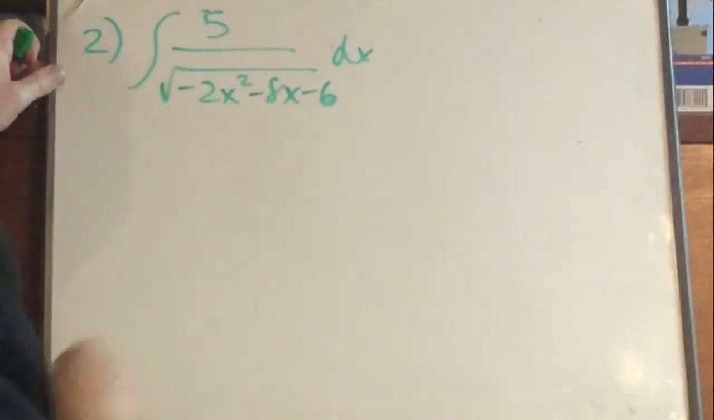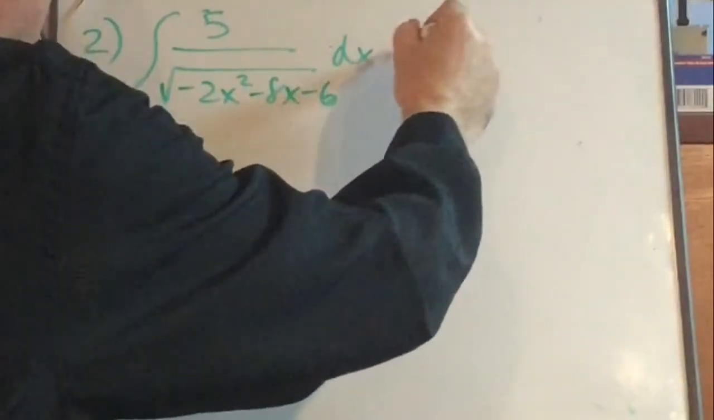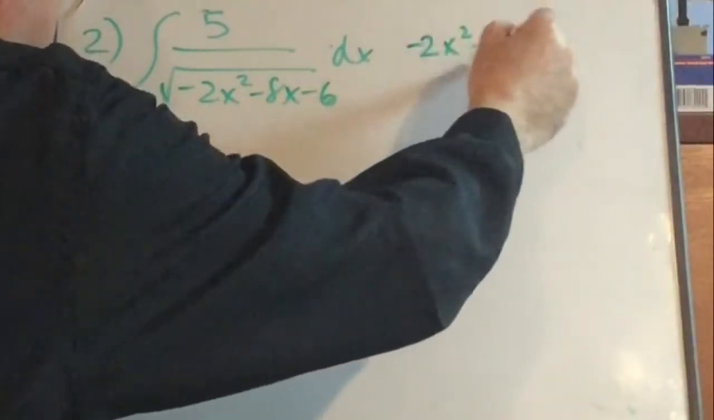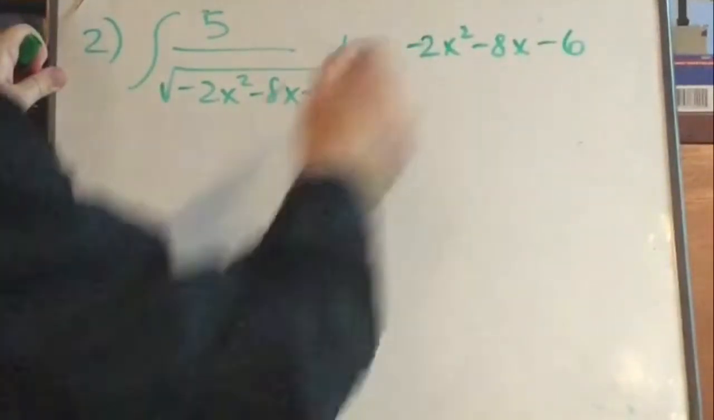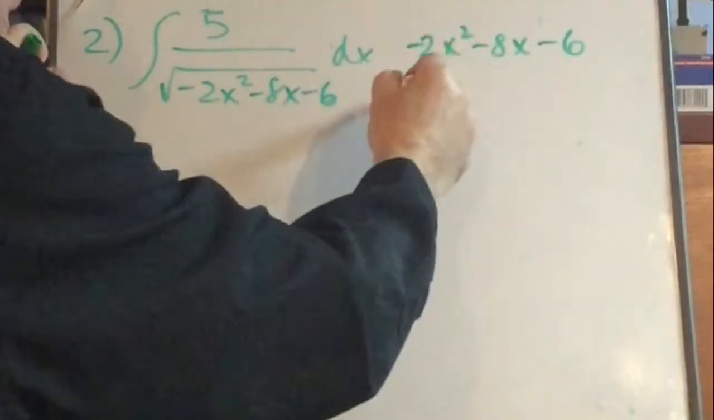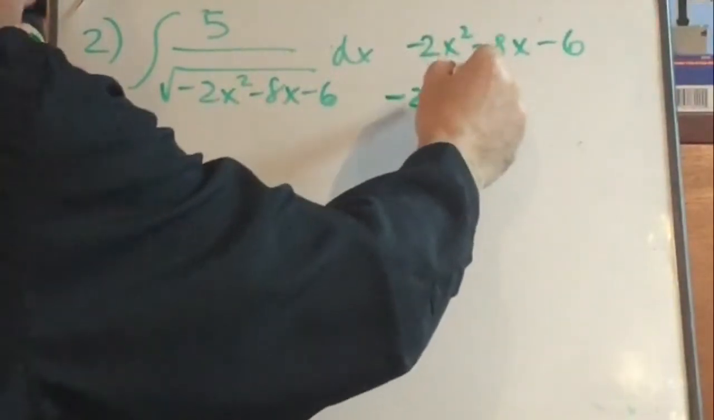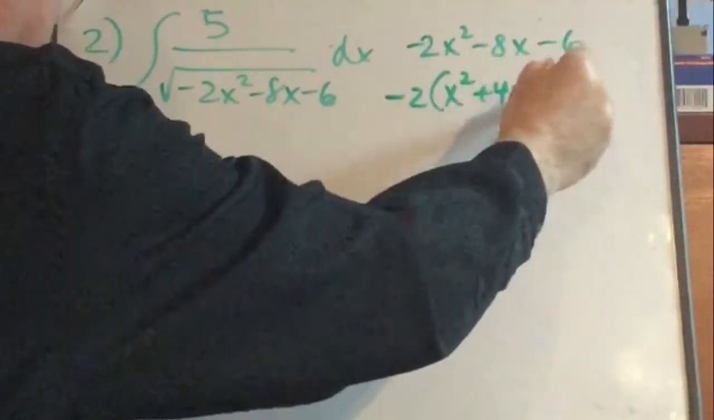So once again, to complete the square, I want to take negative 2x squared minus 8x minus 6. And during the completing the square process, you always factor out any coefficients to the left of x squared first. So I'm going to pull a negative 2 out in front. That will leave me with x squared plus 4x plus 3.